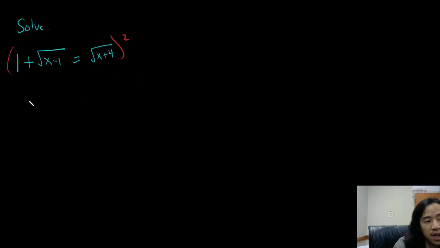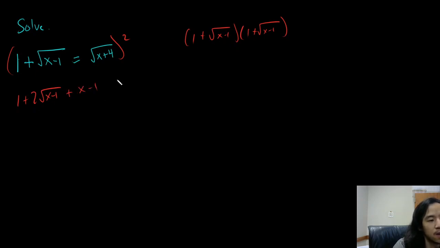If I square this left side, I actually need to FOIL it. So it would be 1 plus this, and then times it again. So if you FOIL this, you're going to end up getting 1 times 1 is 1, and then plus 2 times the square root of x minus 1, and then plus this squared. So that's going to be x minus 1. And then if I square the right side, I'm going to get x plus 4. So take a look. This 1 and this negative 1 make 0.